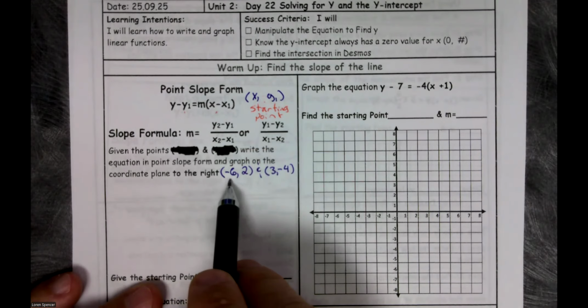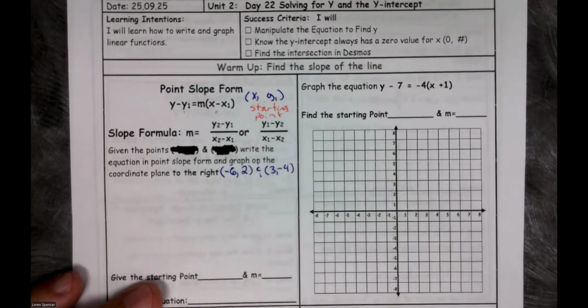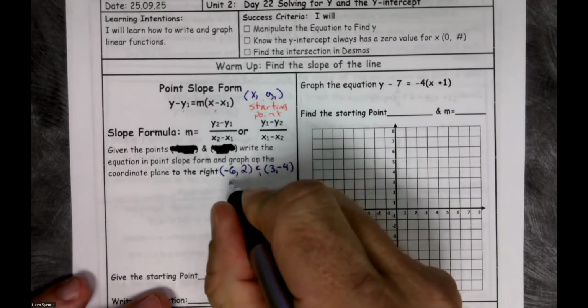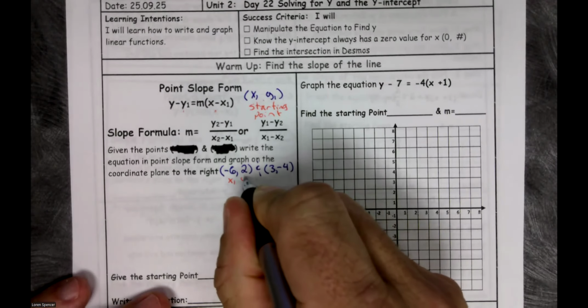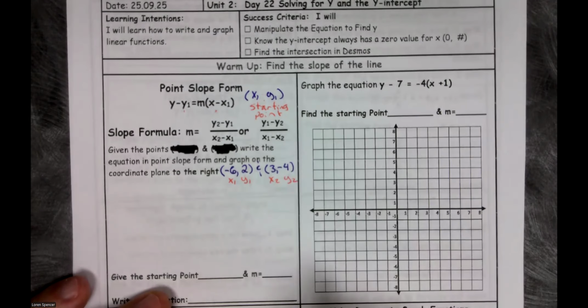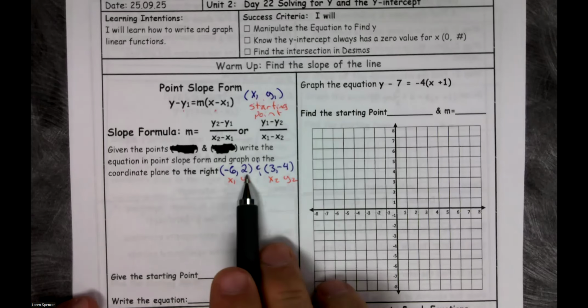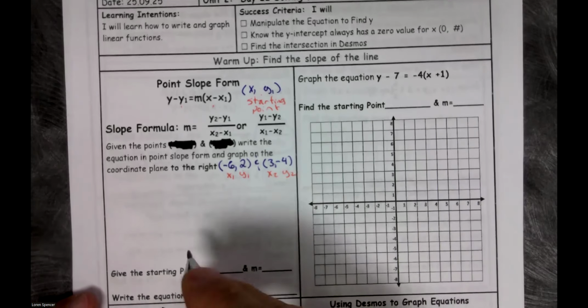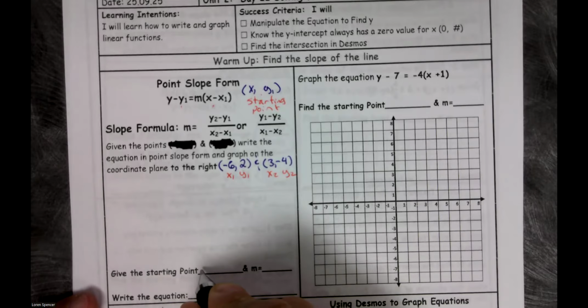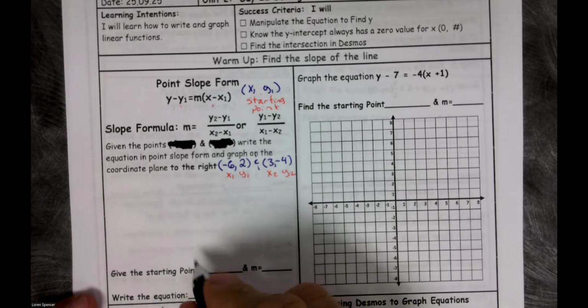We're going to have the given points (-6, 2) and (3, -4). Write the equation in point slope form and graph on the coordinate plane. Well, this is the first one, so this will be x1 and y1, and this will be x2 and y2. It really doesn't matter how you label them, as long as you make sure the ones go together and the twos go together. If that's x1 and y1, then we have our starting point, which is (-6, 2).